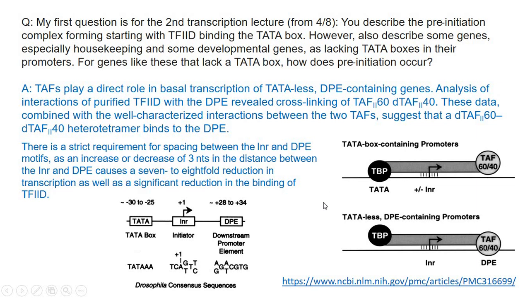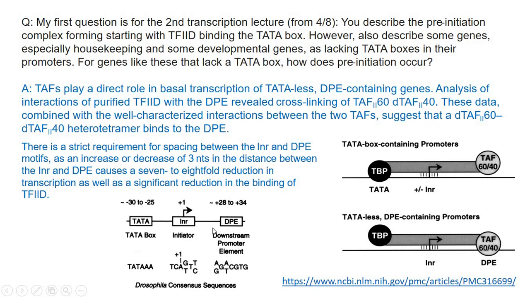Okay. There's another thing, this paper here. If you want to read more about it, this is a really good paper. It suggests that the TATA box is about 25 to 30 base pairs upstream of initiation, where transcription initiation happens, and the downstream promoter element is about 28 to 34 base pairs downstream of the initiation site. And this spacing is very strictly controlled. There's a very strict requirement of spacing between the initiator and the DPE motif.